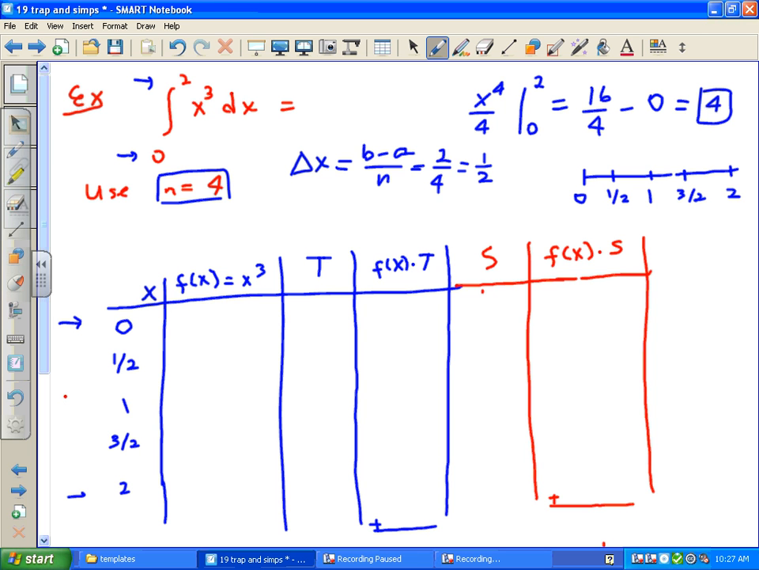Now we're going to do it with a tabular approach, which just makes things a little bit easier for us. Remember that in every formula, we had something like f of x sub 1, f of x sub 2, f of x sub 3, etc. This point here is x sub 1, this is x sub 2, x sub 3, and this is your x sub 4. So you need to find f of x at each one of these points. For example, what is 0 plugged into the function x cubed? Just 0, right? What is 1/2 plugged into x cubed? 1/8. Plug 1 into x cubed. Plug 3/2 into x cubed.